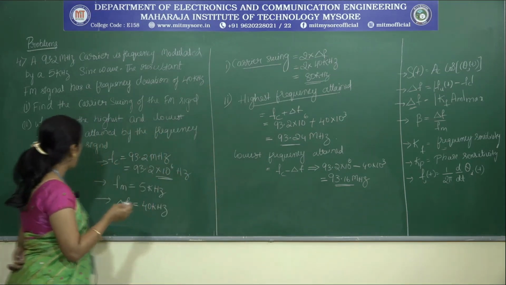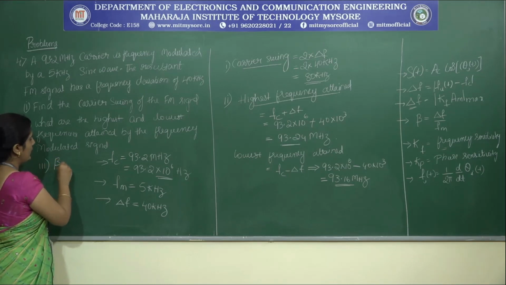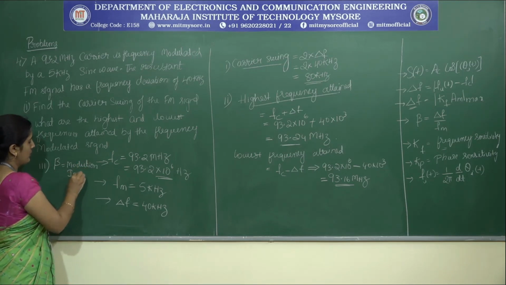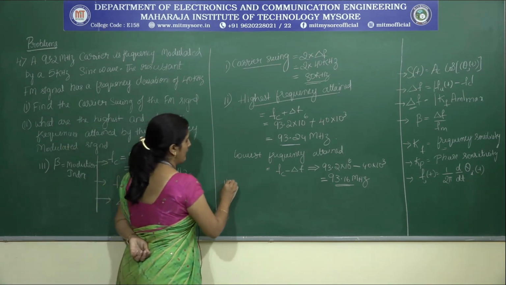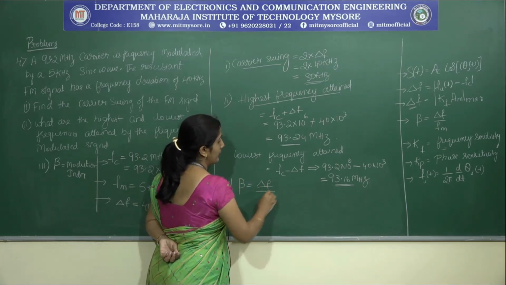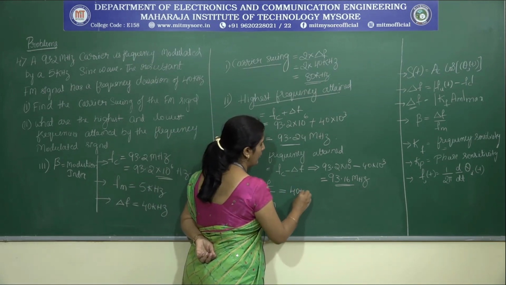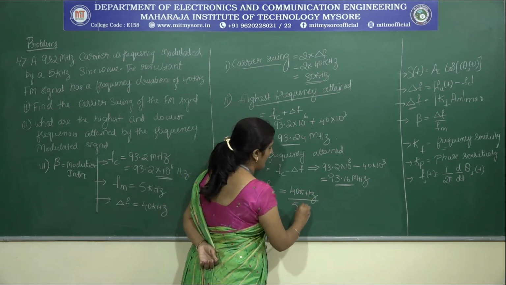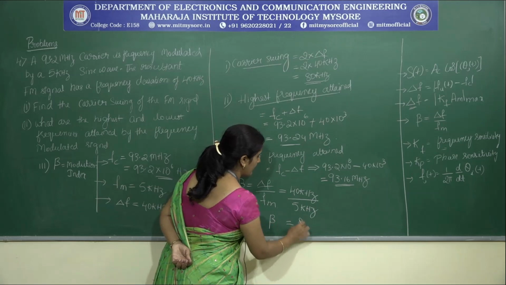So here we can also add one more question to this, to find out the modulation index. So let us find out the modulation index. Let us consider this as the third question. Modulation index, we all know the formula, that is what? Delta F by Fm. So delta F we already know, that is how much? 40 kilohertz divided by Fm, which is 5 kilohertz. So the modulation index we are going to get is 8.